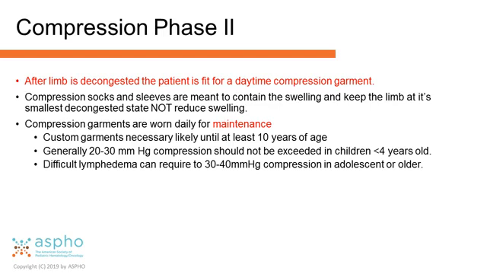Typically, we're going to have to use a custom garment until the child is about 10 years of age. We're usually using 20 to 30 millimeters of mercury of compression under 4 years of age, but lymphedema can sometimes require going to 30 to 40 millimeters of mercury compression in adolescents and older.